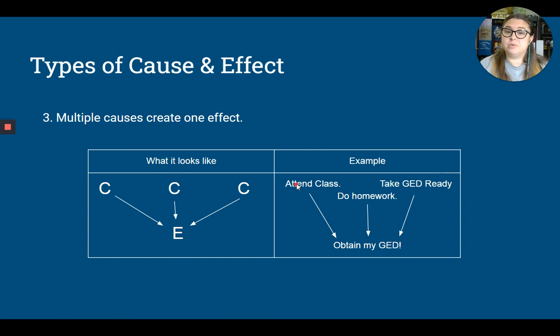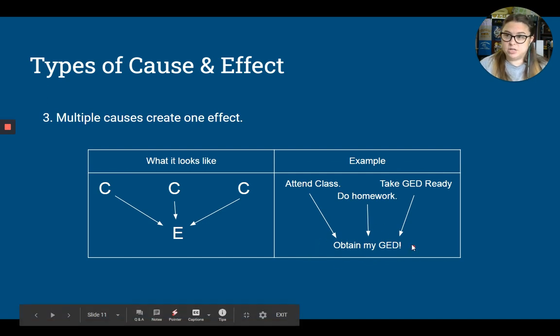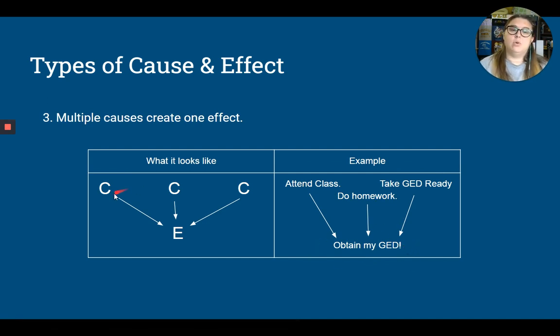But what they do when they're combined together, they create that one effect. You obtain your GED, you achieve your goal. So we have multiple causes that lead to that one effect.